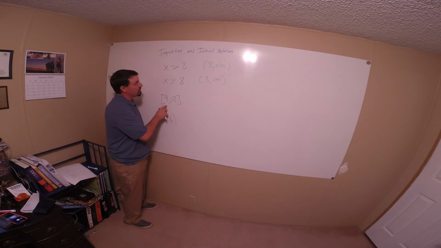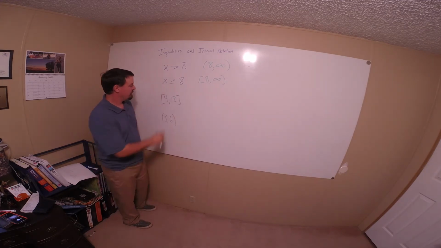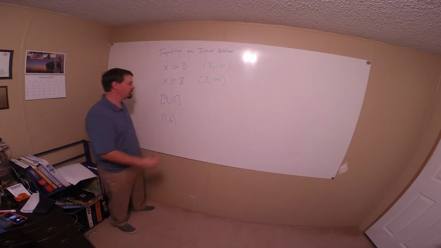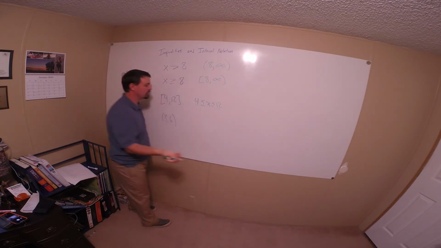Now, if I want to go the other direction and go from interval notation to inequality, here I have between 4 and 12. I have a bracket, so it's equal to. That means that 4 is less than or equal to x is less than or equal to 12.